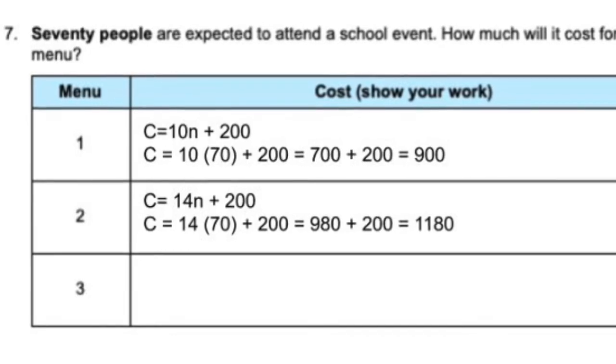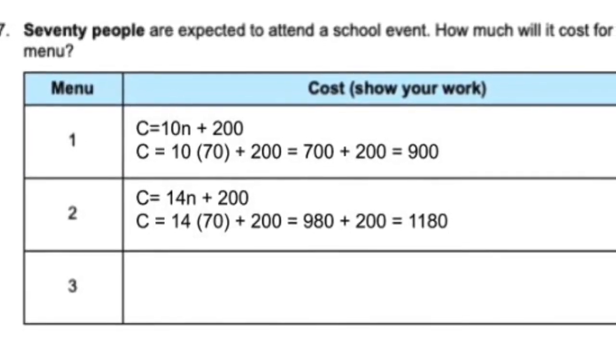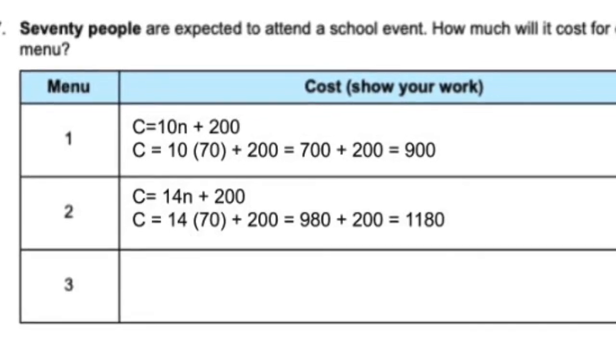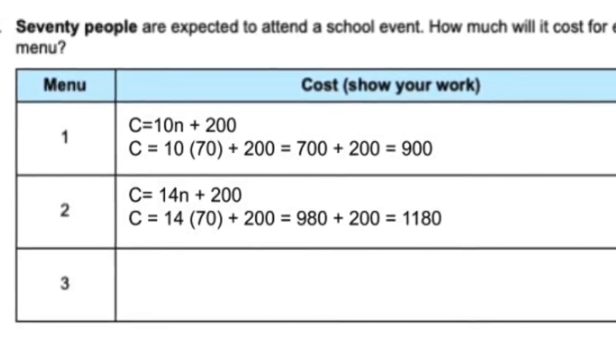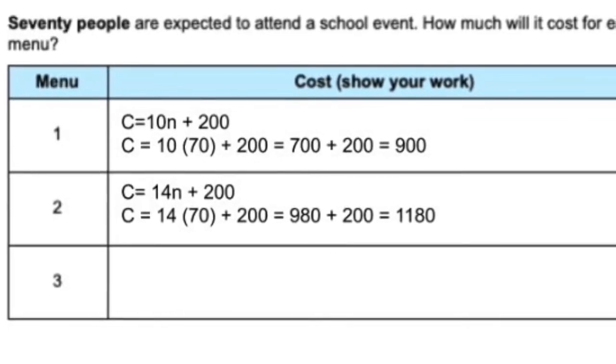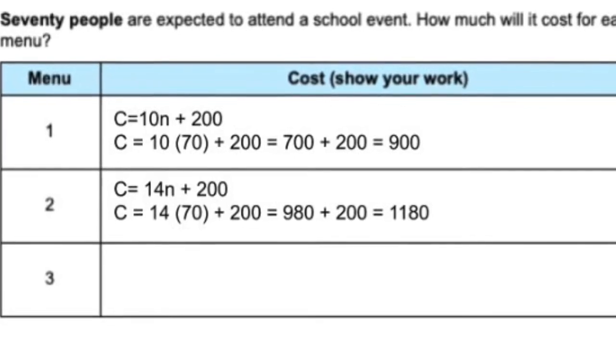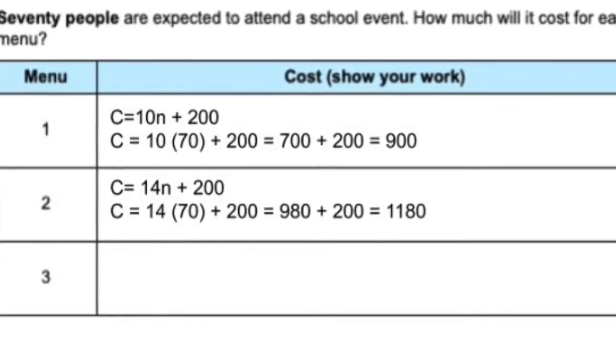Remember the equation for menu number 1 was 10n plus 200. So if my n, my number of people, is 70, we need to do 10 times 70 plus 200, and that will give us 900. So for menu number 1, it would cost $900.